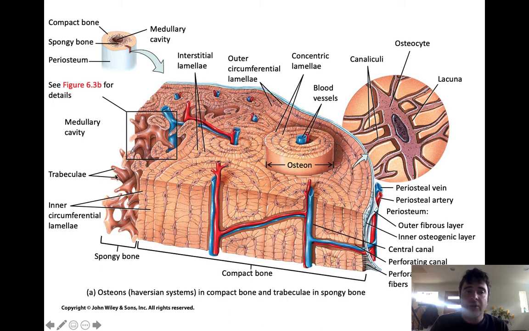Spongy bone connective tissue, unlike compact bone connective tissue, has these finger-like projections called trabeculae. And these finger-like projections kind of meet up and form this porous network. Within this porous network, within these nooks and crannies, you find red bone marrow, right? So the telltale anatomical feature of spongy bone is the presence of trabeculae, these finger-like projections.